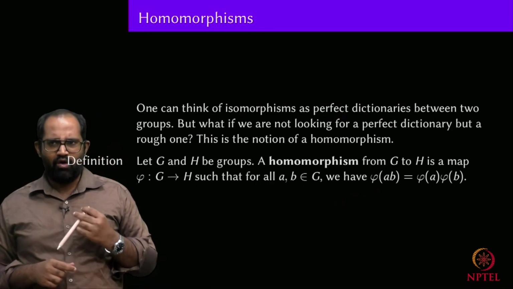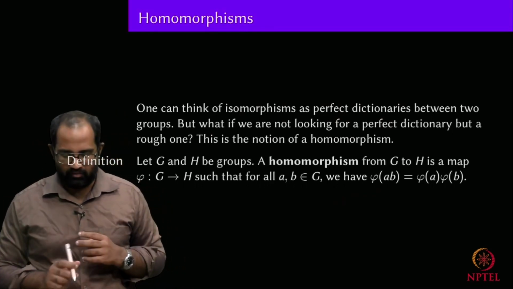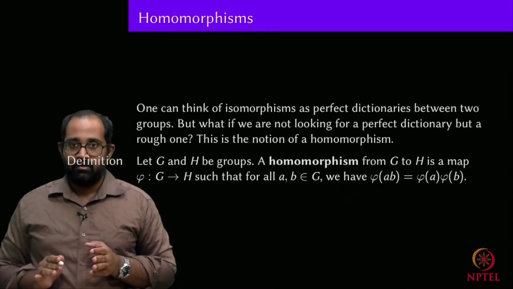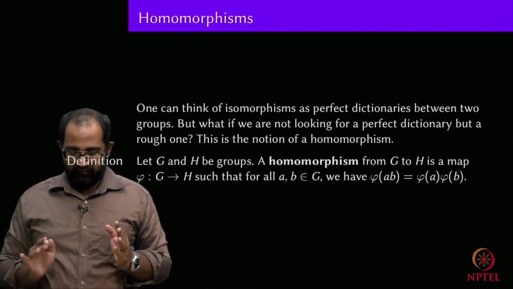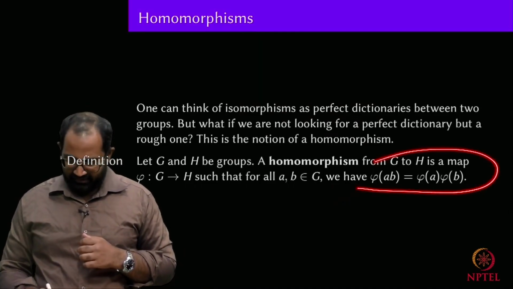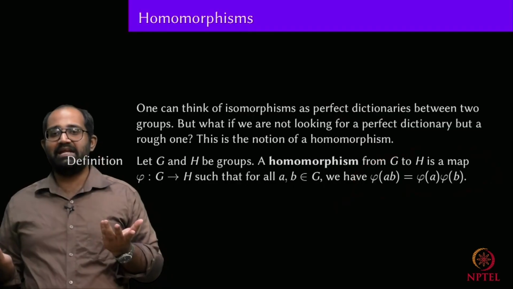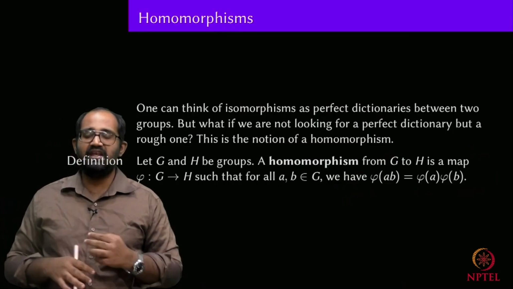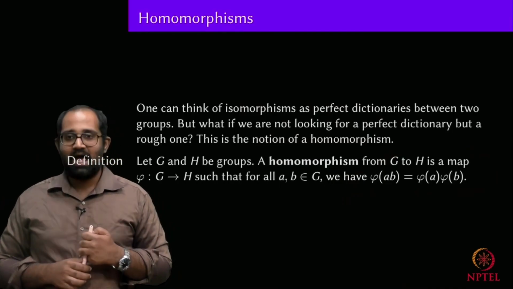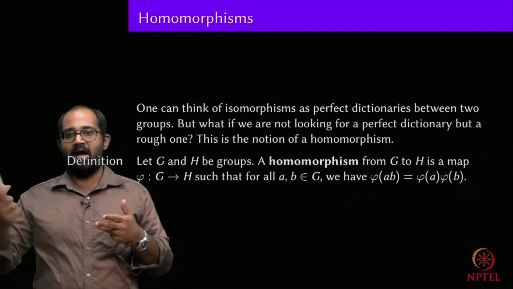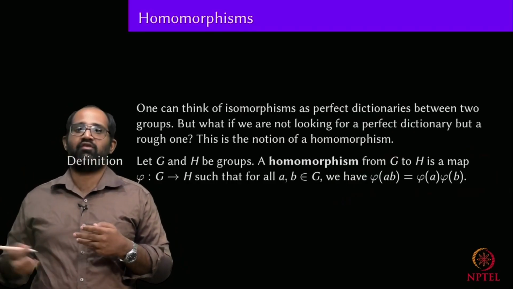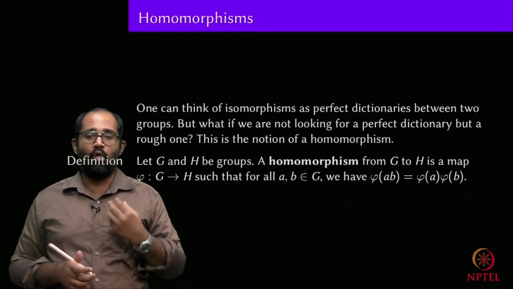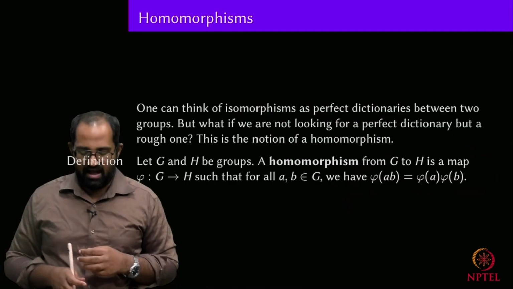The definition is almost exactly the same as that of an isomorphism. The only difference is the following: G and H are groups. It is a homomorphism if the binary operation is respected, but phi need not be surjective or injective. That is, phi need not be bijective. It can happen that multiple elements of G get mapped to the same element of H, and some elements of H could be omitted also. So, an isomorphism is a homomorphism which is bijective, as you should check.